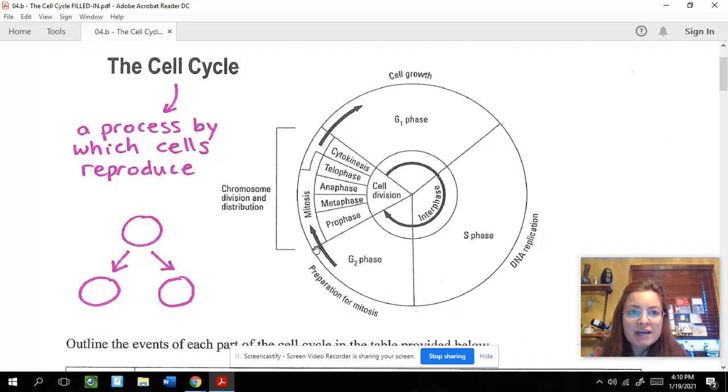So the two main components of the cell cycle are cell division, which is mitosis and cytokinesis, and then interphase, which is a growth phase, a DNA replication phase, and then another growth phase. And we can see from this diagram here that a cell is going to spend most of its time in interphase.